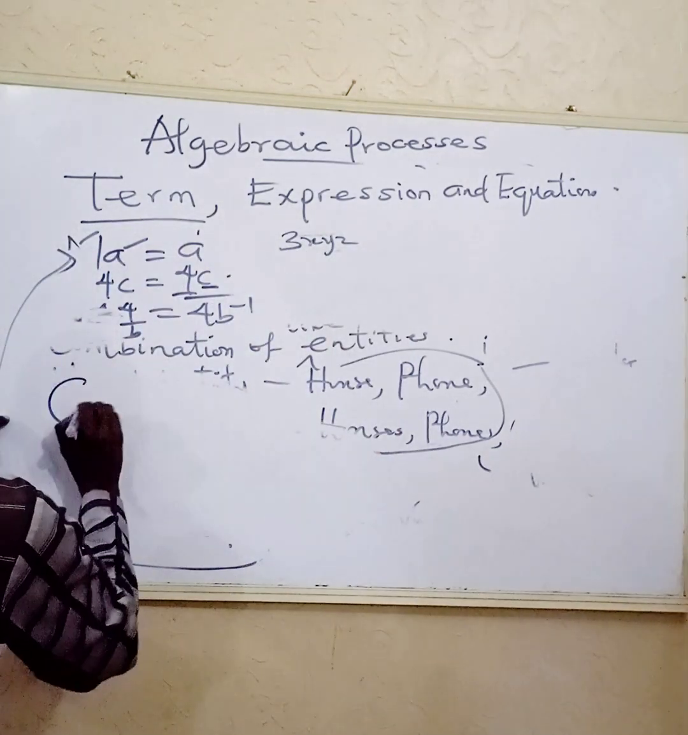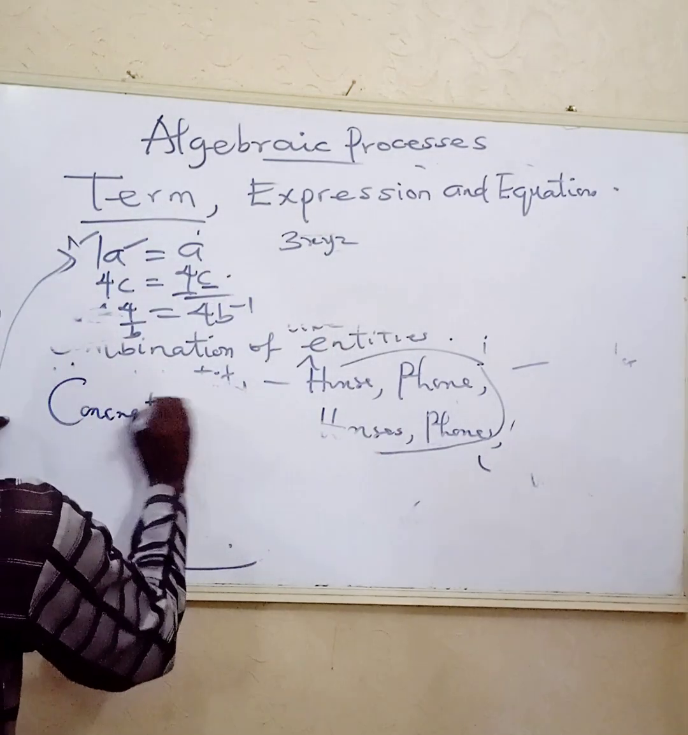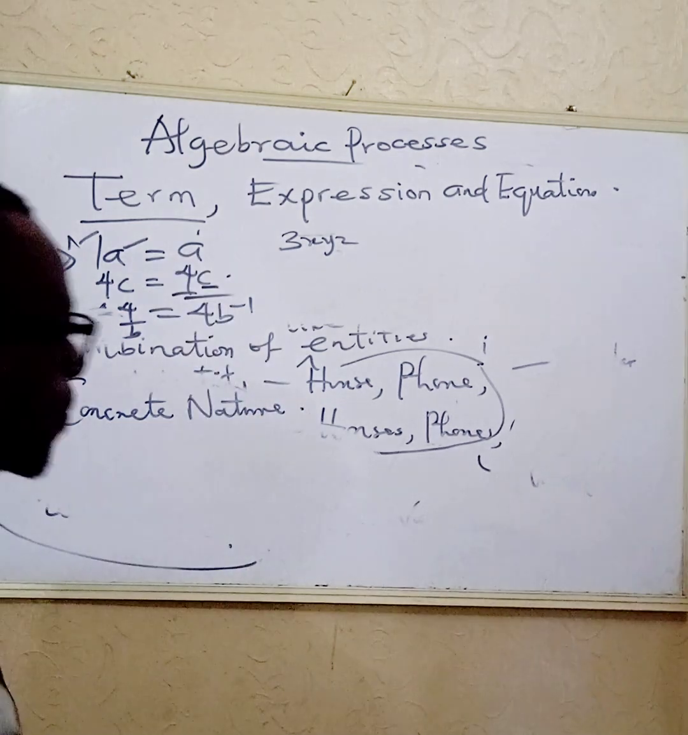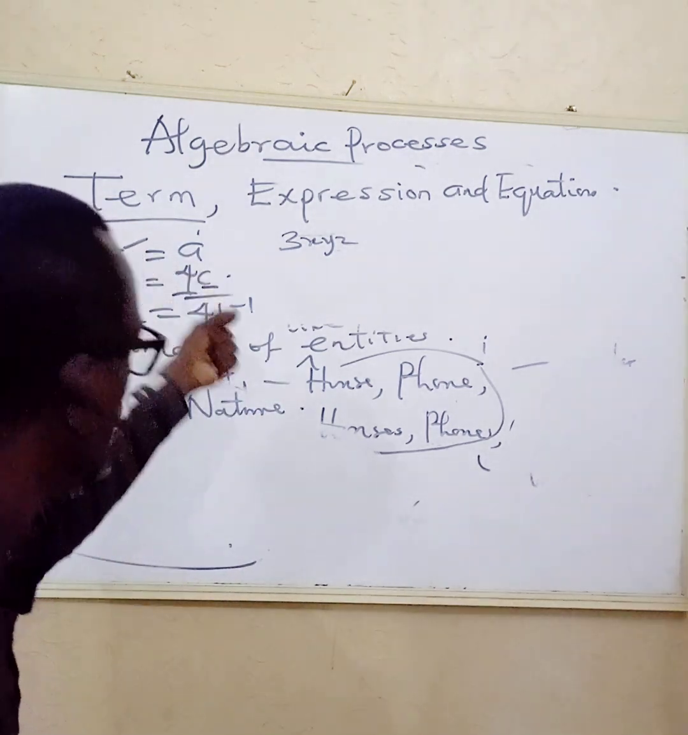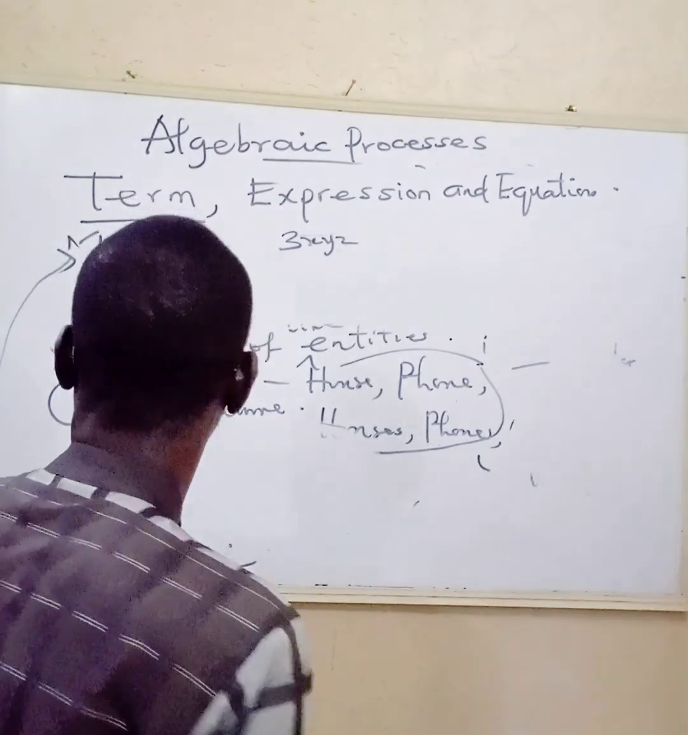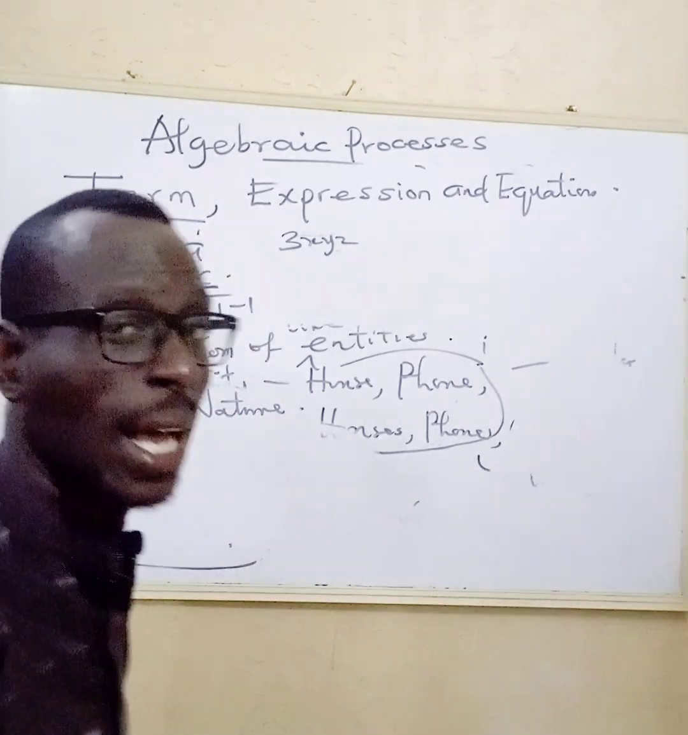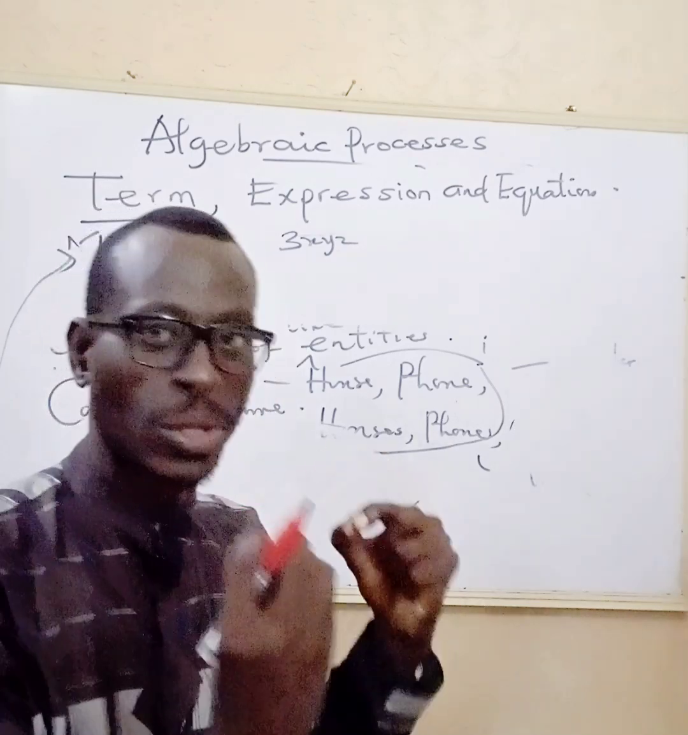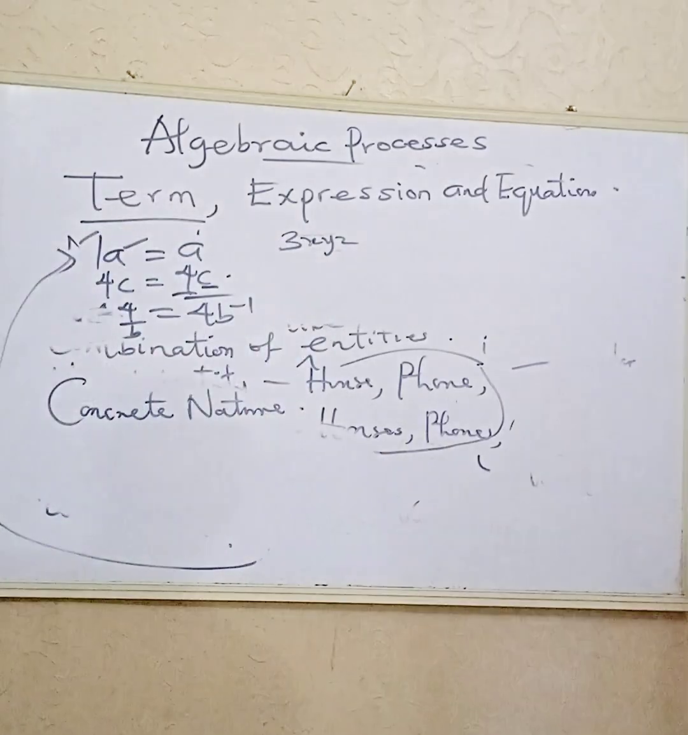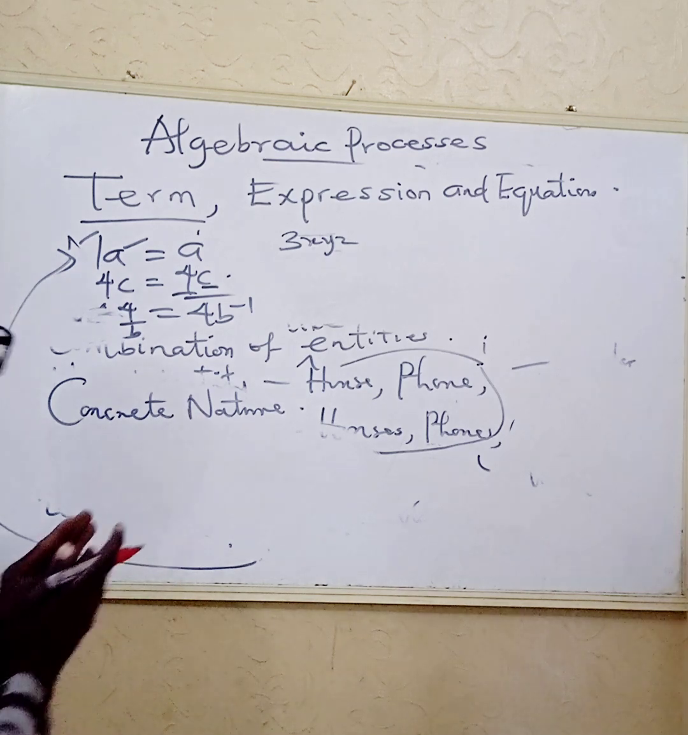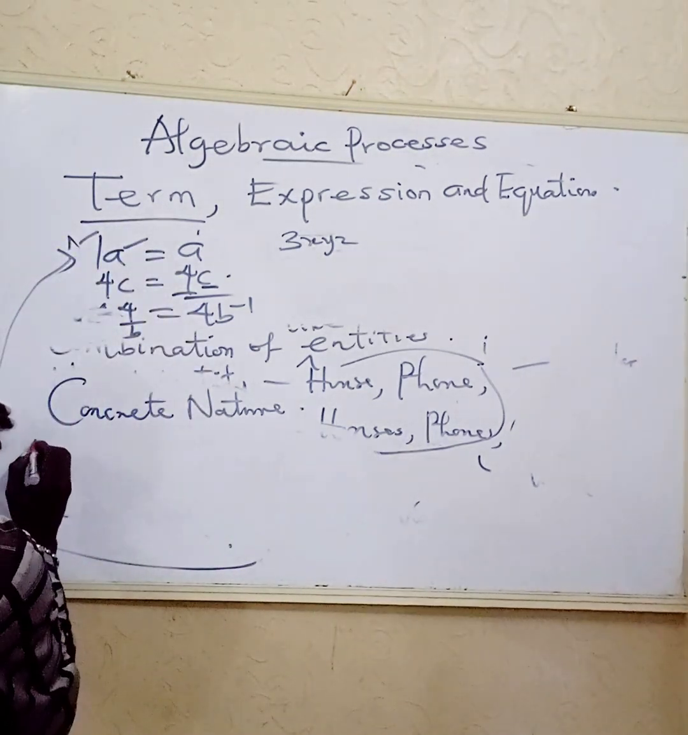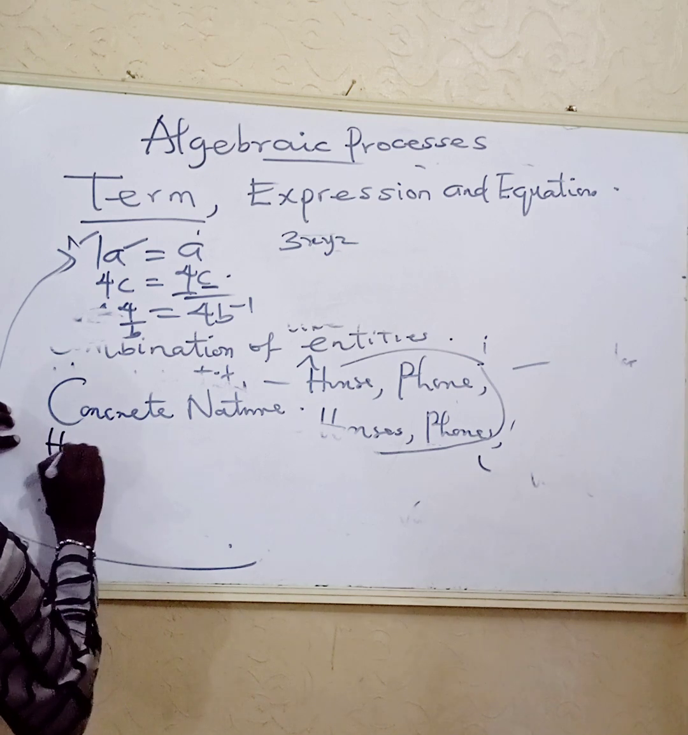The concrete nature. We have said like entities are numbers and variables under the operation multiplication and division. And the origin of the concrete nature has to do with, we have houses.